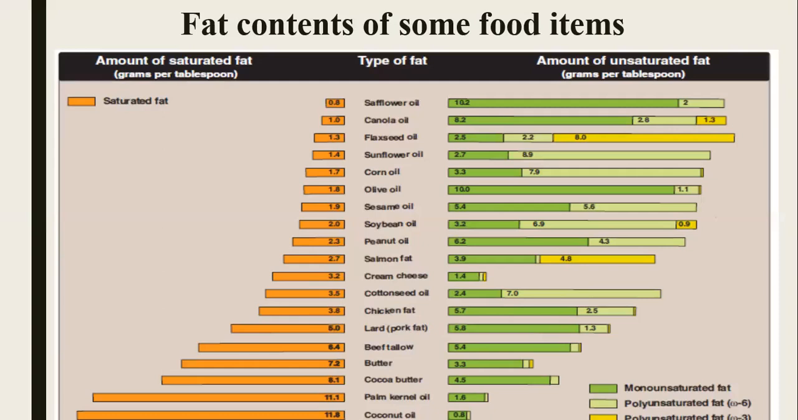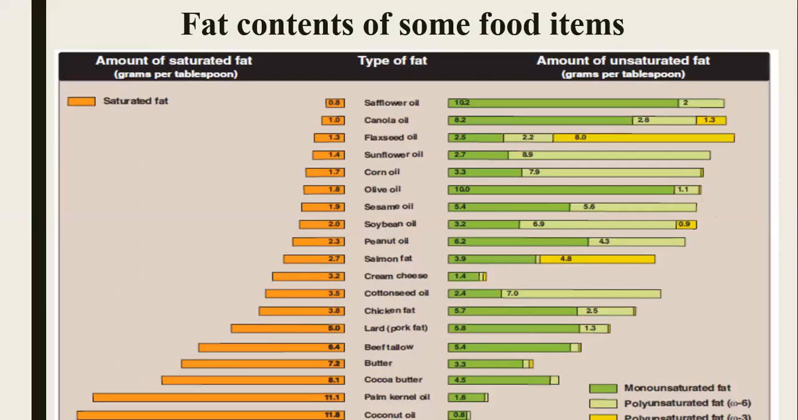And if you see the fatty acid composition of sunflower oil, it contains only 1.4 gram percent of saturated fatty acid, but it contains 2.7% of monounsaturated fatty acid and 8.9 gram percent of polyunsaturated fatty acid of the omega-6 family. Omega-3 class polyunsaturated fatty acid is not present in the sunflower.